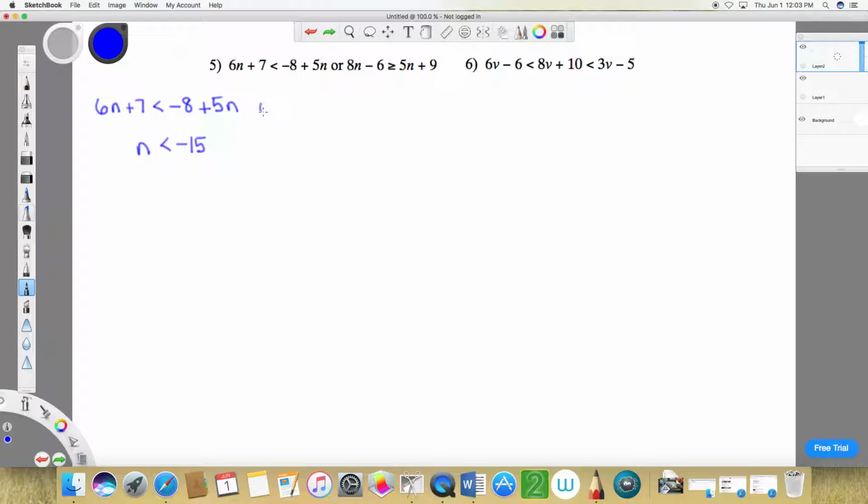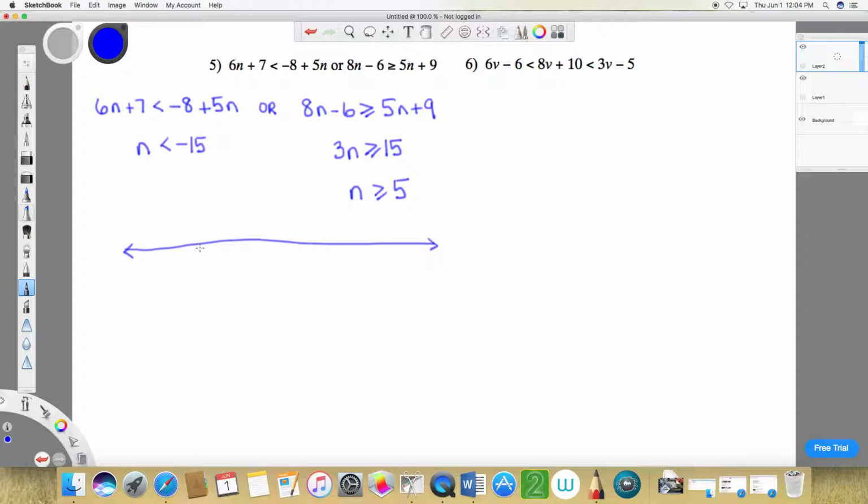So now we have this or. We have this inequality, 8n minus 6 greater than or equal to 5n plus 9. Let's subtract 5n from each side. Let's add 6 to each side. Divide each side by a positive 3. All right, and now let's make a quick sketch of this on the number line.